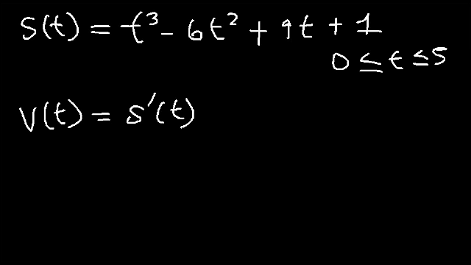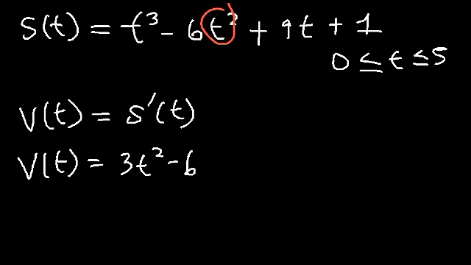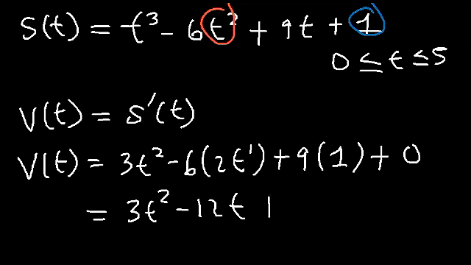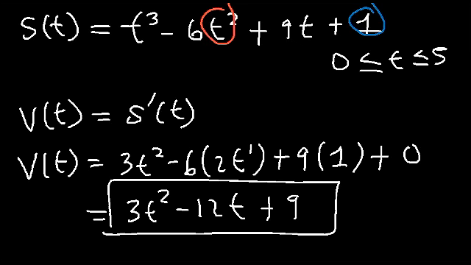Now let's find the derivative of the position function so we could find the velocity function. The derivative of t to the third using the power rule is going to be 3t squared. The derivative of t squared is 2t to the first power. And the derivative of t is simply 1. And as we mentioned before, the derivative of any constant is 0. So the velocity function is 3t squared minus 12t plus 9. So that's what you can do to find the instantaneous velocity as a function.